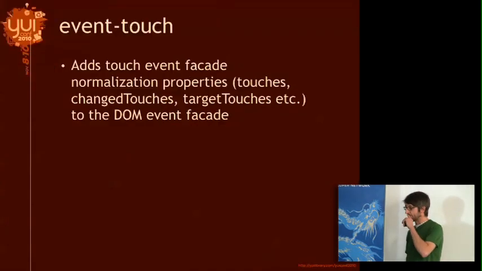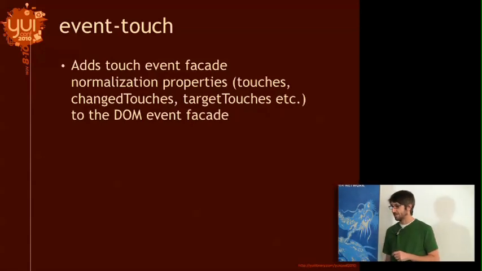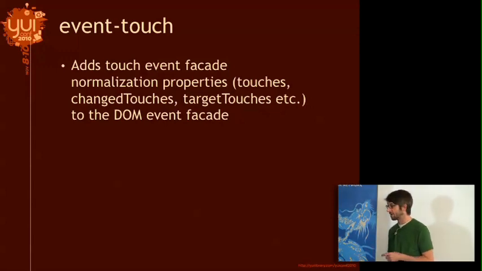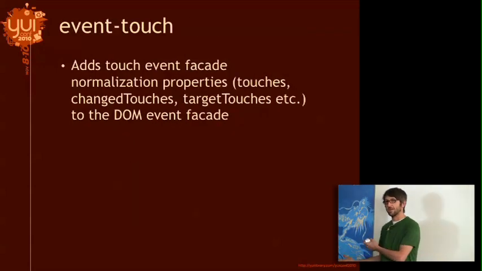So I want to walk through those a little bit. Event touch is not something I don't think we really interact with a lot directly, but it adds to the facade of the events that are in there and normalizes some of the stuff that's going on. So it's a way to track the touches, what's changing, where they're targeted in the standard facade that's in there. That one is required by everything else you'll see and everything else that we'll build.